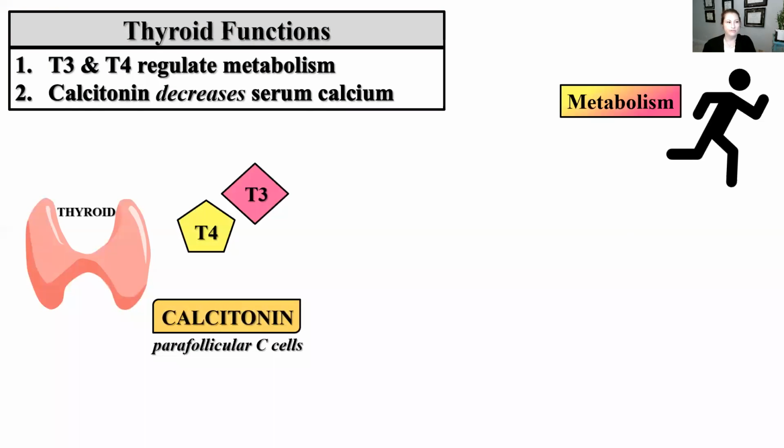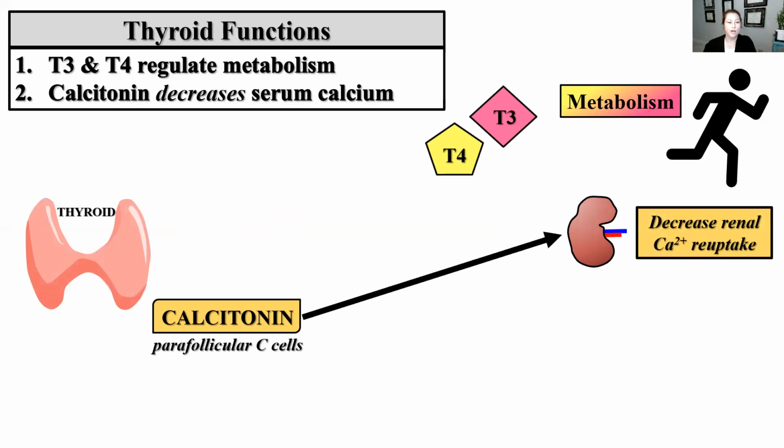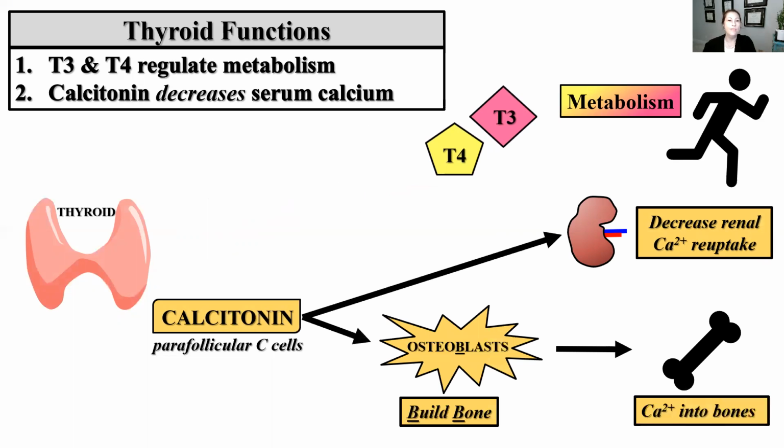So here's our thyroid function. Remember, T3 and T4 are going to regulate the metabolism, and then calcitonin decreases serum calcium. So here we have our thyroid. We've got our T3, T4. That's what stimulates our metabolism. Our calcitonin is produced by the parafollicular C cells, and they're going to cause a decreased renal calcium uptake, and they're going to stimulate the osteoblasts to incorporate that calcium into forming bones. So they build the bones. They take the calcium out of the bloodstream and they put it into the bones.